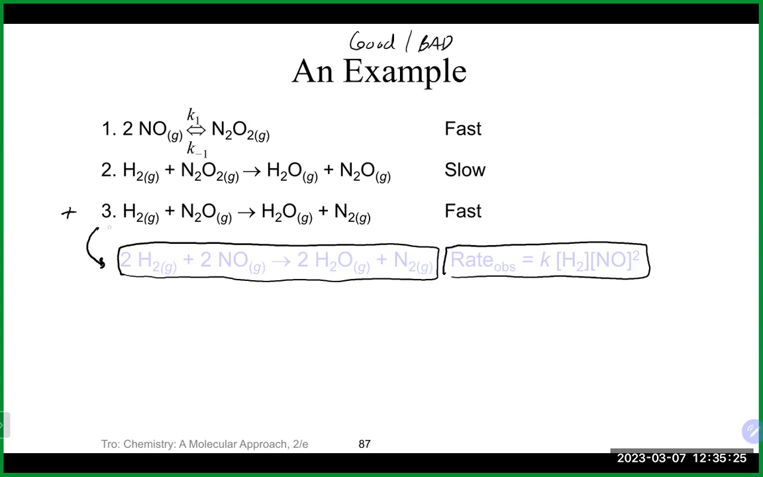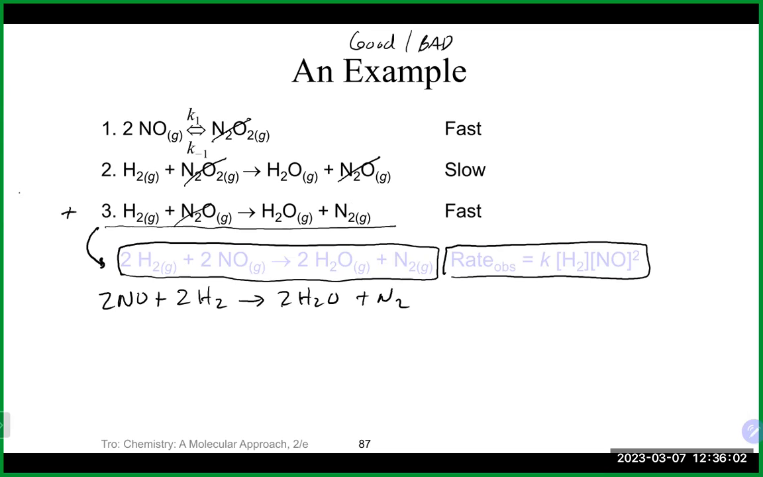So if I add up all these steps here, I should have some stuff that crosses out. So let me see here. We have this guy that crosses out. We have that guy that crosses out. And I think that might be it. So everybody on the left-hand side will stay there. So on the left-hand side, we have 2 NO. We also have 2 hydrogens. And on the right-hand side, we have 2 waters. And we have a nitrogen. So that definitely checks out, right? If we put all these guys together.